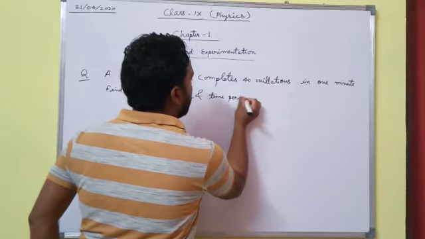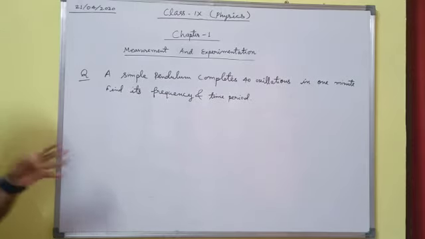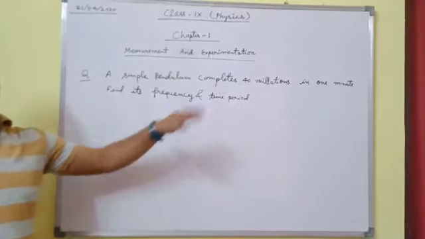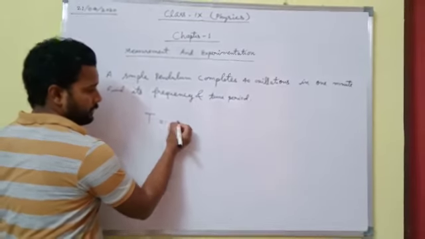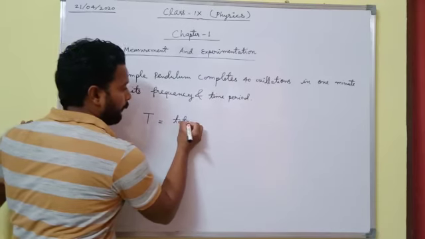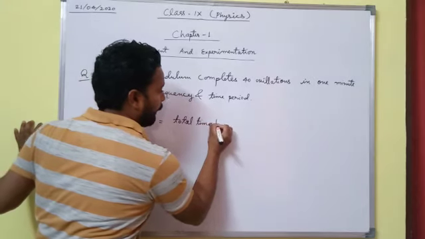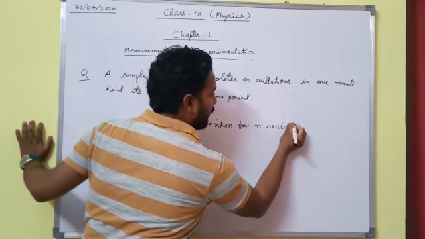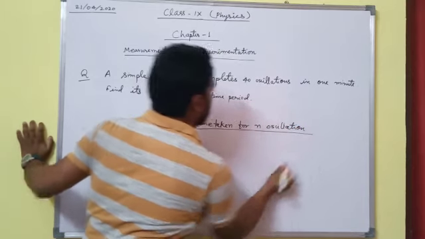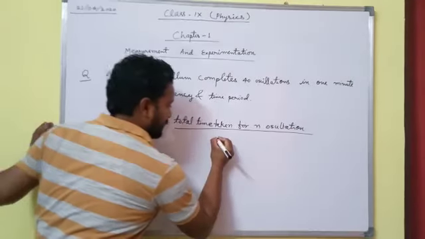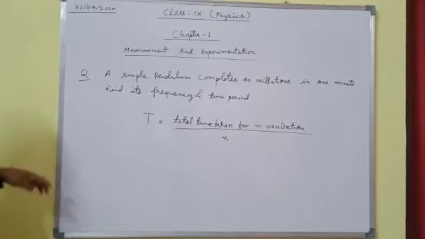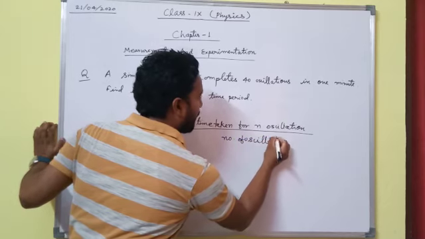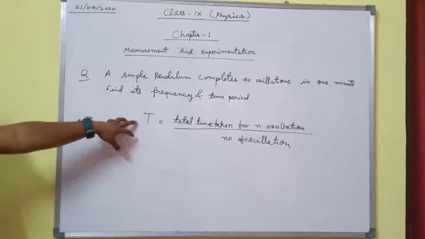Now we already have the formula for time period, T equals 2 pi root L by G. But in case of oscillations, we have another formula for time period: T equals total time taken for n oscillations upon the number of oscillations, n. This is another formula for finding time period.